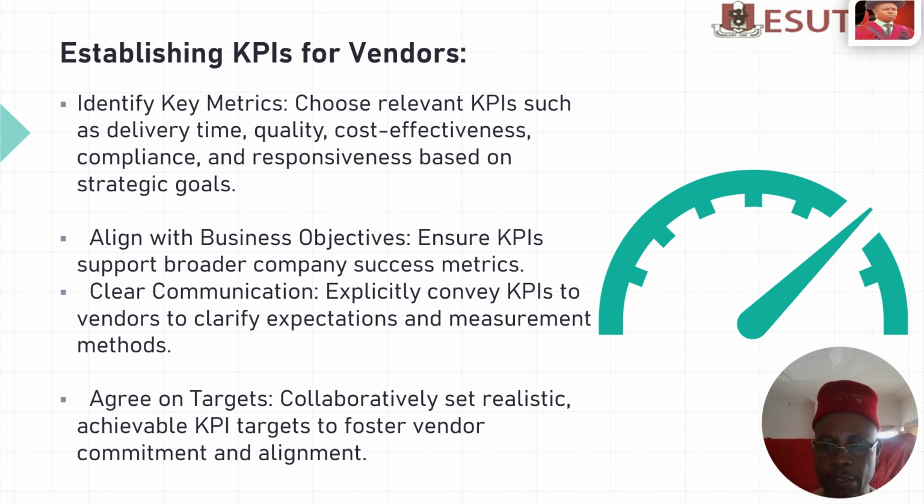Alignment with business objectives. Ensure that chosen KPIs align with broader business objectives. This alignment helps maintain focus on areas that contribute most significantly to the company's success. Clear communication. Communicate these key performance indicators clearly and concisely to the vendor from the outset of the relationship. Vendors should understand not only what the expectations are, but also how they will be measured.